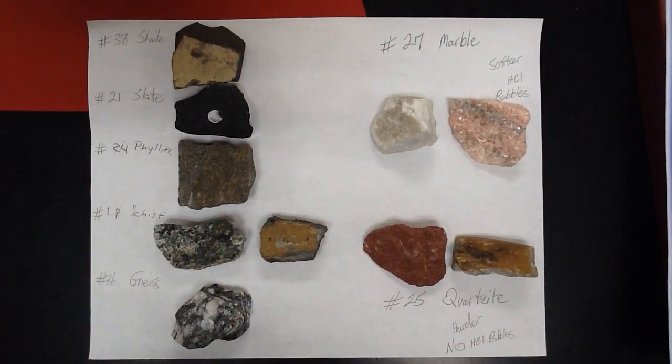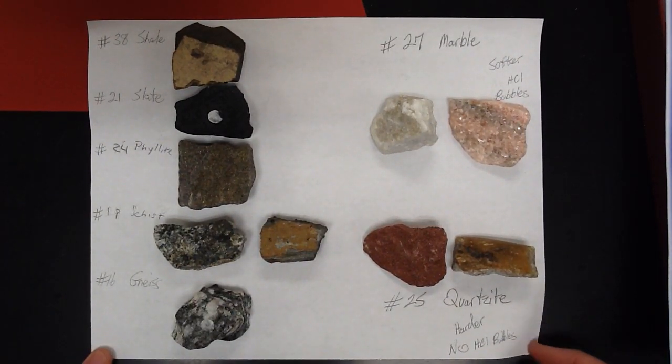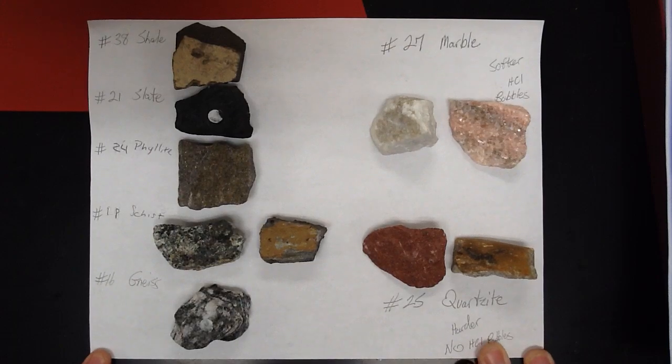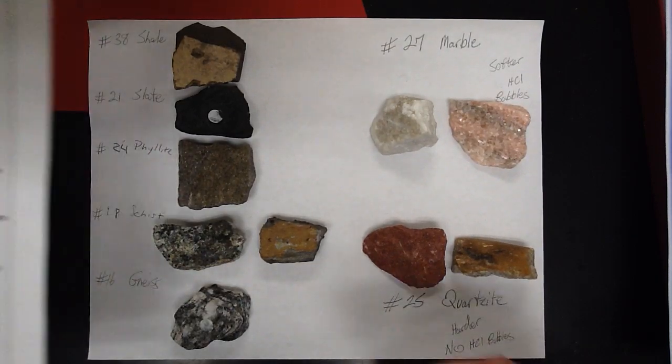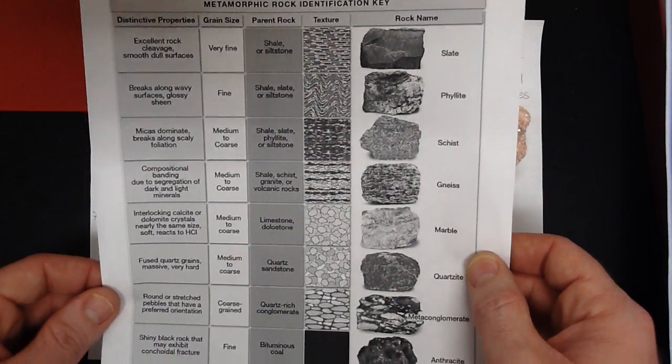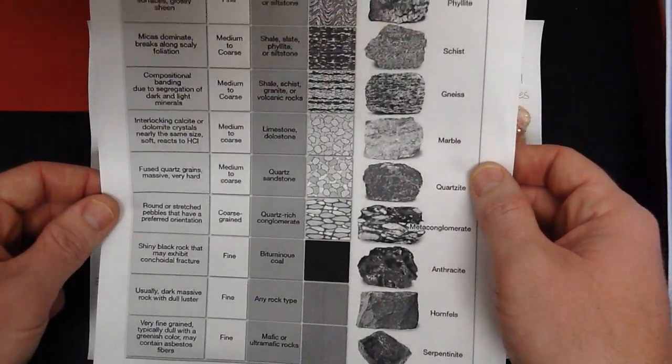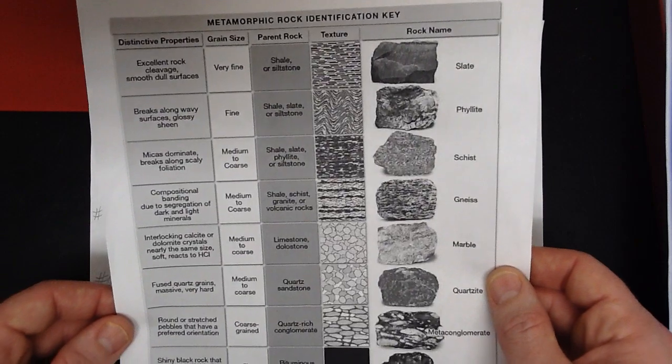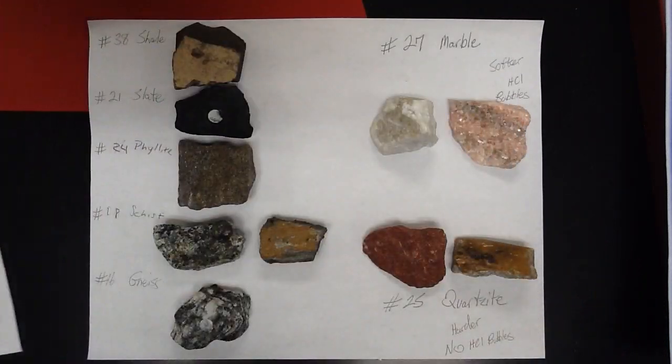Hi class, this is going to be your introduction to metamorphic rocks for the lab. I'm going to go through all the different metamorphic rocks that you might see in the lab. We're going to talk about what they look like and what kind of attributes you want to look for to try to identify them. We're even going to compare them to the metamorphic rock identification key and what kind of things you see on there. And by the end of this video, you should be able to identify each of them in the lab.